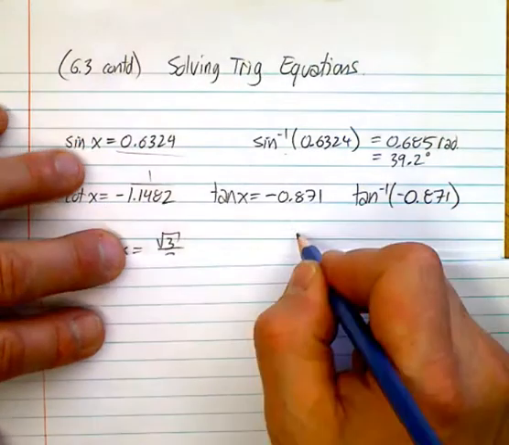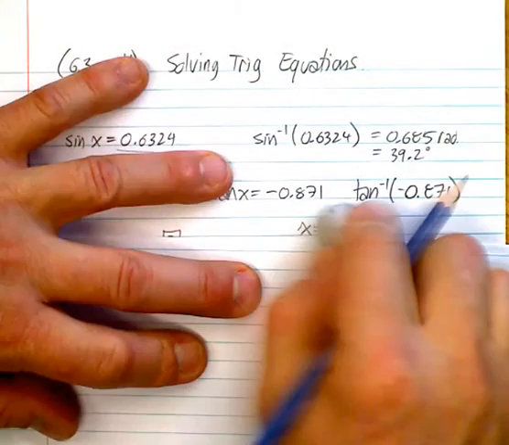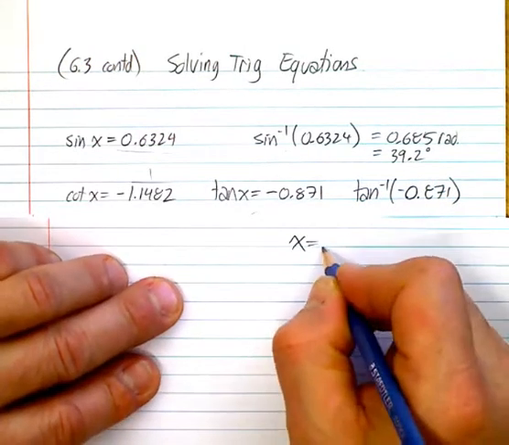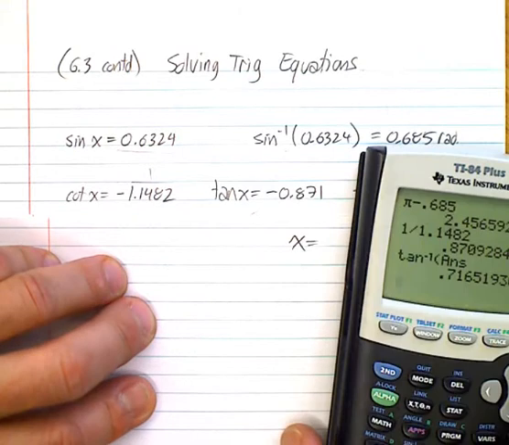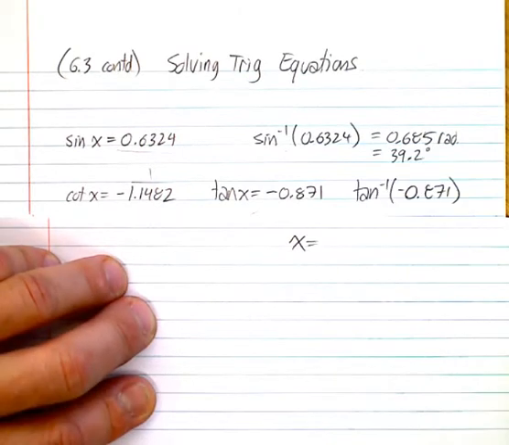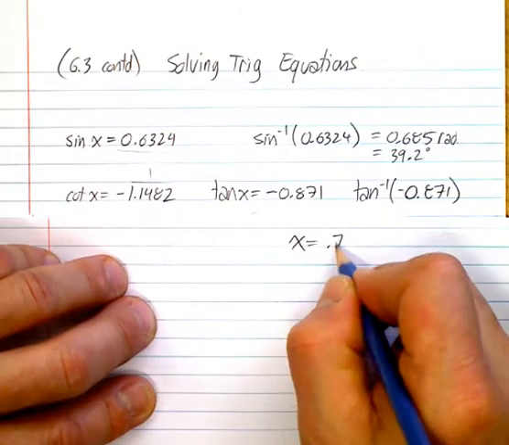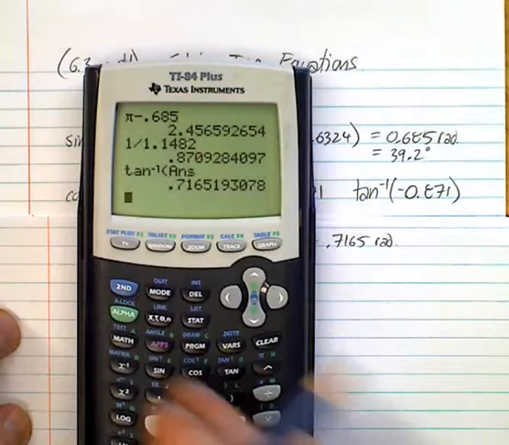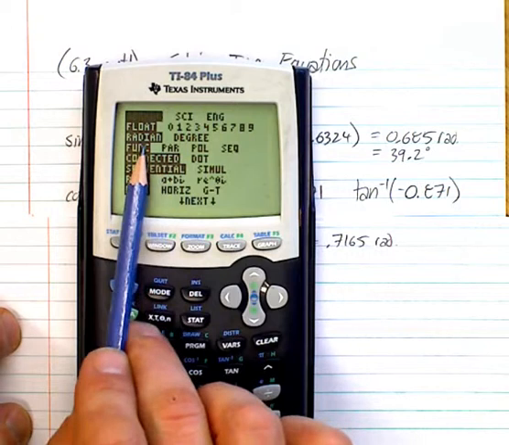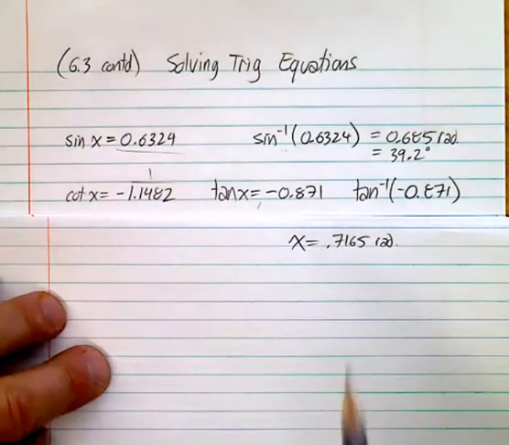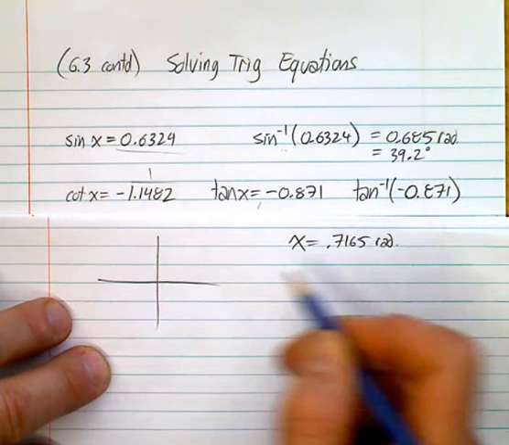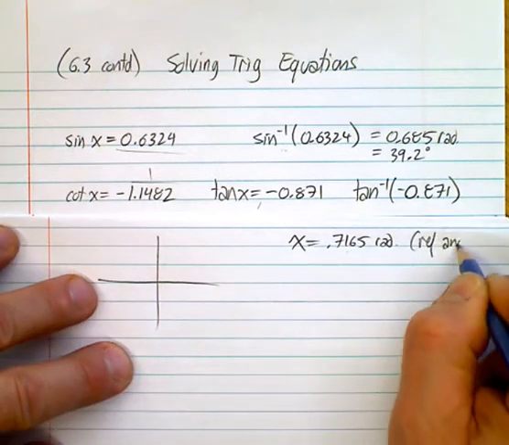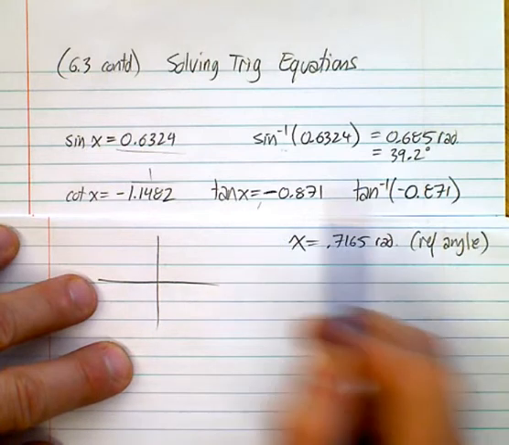So x is equal to, hold on, let me just use it on this. So x is equal to, what did we get? 0.7165 rads. Now again, if you wanted it in degrees, remember I'm in radians, okay? If you want it in degrees, then change it to degrees. Sorry guys, this is the reference angle, because don't forget you need a negative, right?